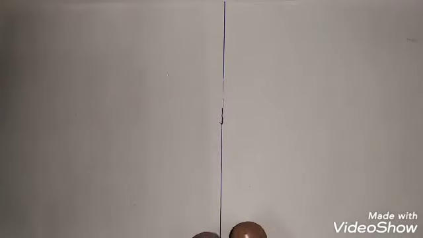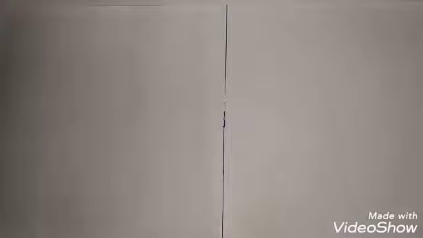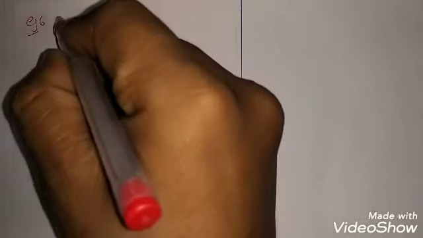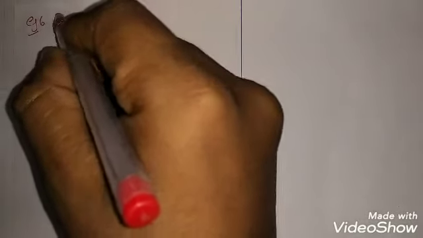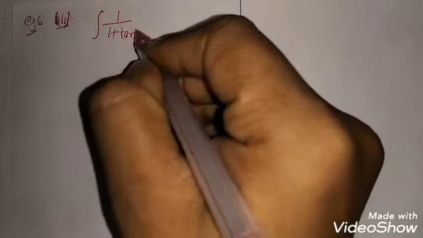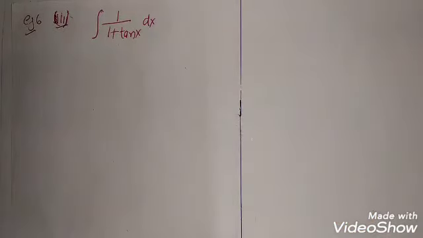Let us start with the third part of this particular type. Example number 6, third part. Shifting the page a bit over here. Find the integration of 1 upon 1 plus tan x dx. Simple as that. We have to calculate the integration of this thing.